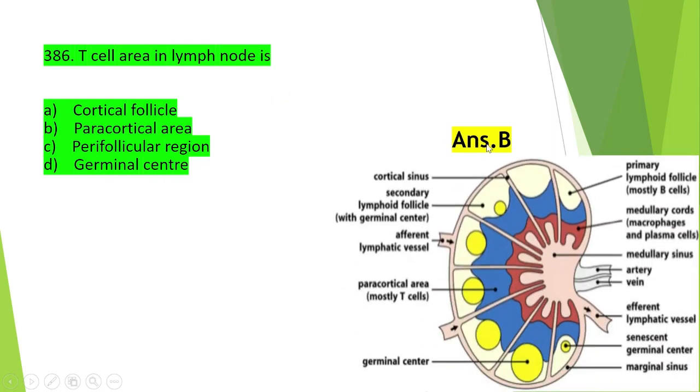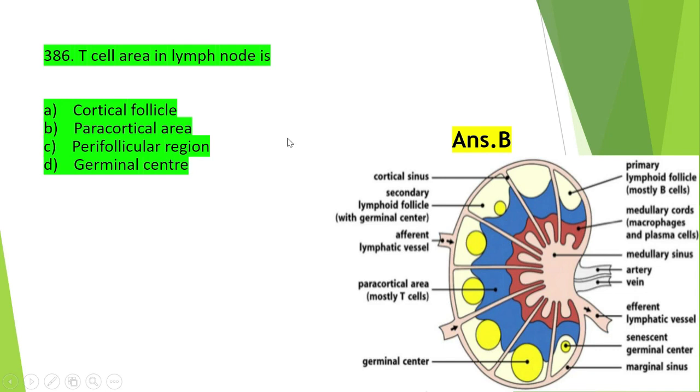The T cell area in lymph node is cortical follicle, paracortical area, perifollicular region or germinal center, and the right answer is option B. So T cell area in lymph node is the paracortical area. Okay, so here you can see in the paracortical area the T cells are present, in these blue regions.